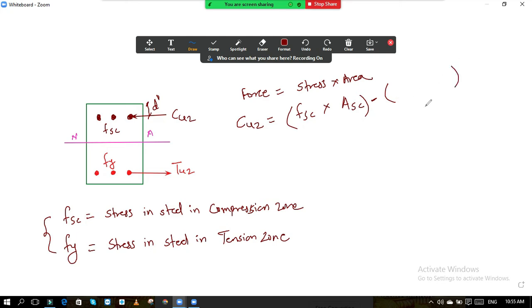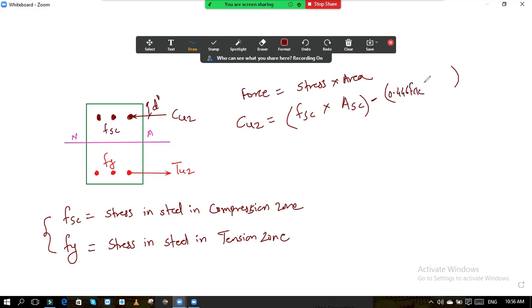स्ट्रेस इंटू एरिया. पण आता तुम्ही मायनस कुणाचं करताय? कॉन्क्रीटचं करताय, म्हणजे स्ट्रेस कुणाचा घ्यावा लागेल? कॉन्क्रीटचा घ्यावा लागेल. So what is the stress of concrete in compression zone? It is 0.446 FCK. This is the stress in concrete.